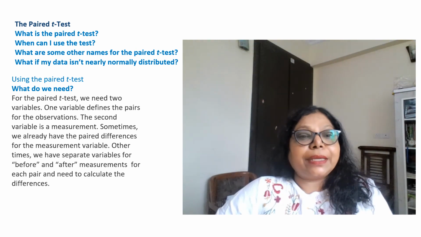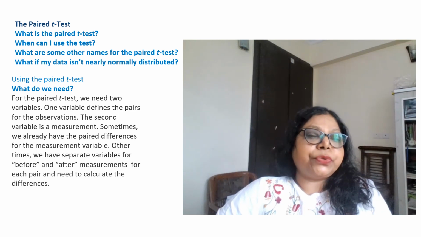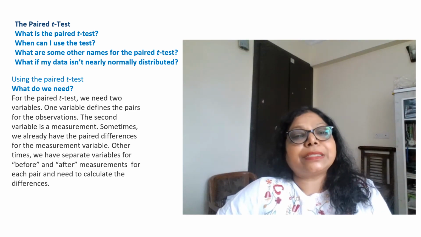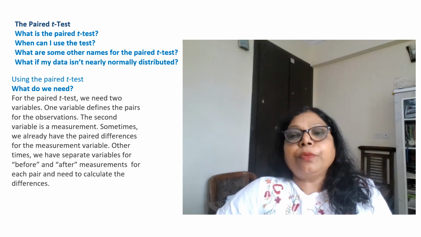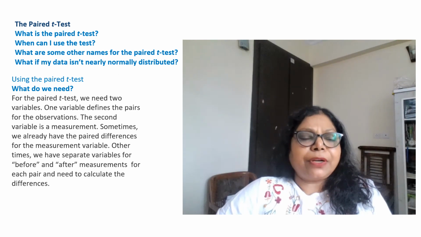Now coming to the next topic, the paired t-test. What is a paired t-test? It is a method used to test whether the mean difference between pairs of measurements is zero or not. When can you use this test? You can use this test when your data values are paired measurements. For example, you might have before and after measurements for a group of people. Also, the distribution of differences between the paired measurements should be normally distributed. One question arises here: what are some other names for the paired t-test? Is there any other?